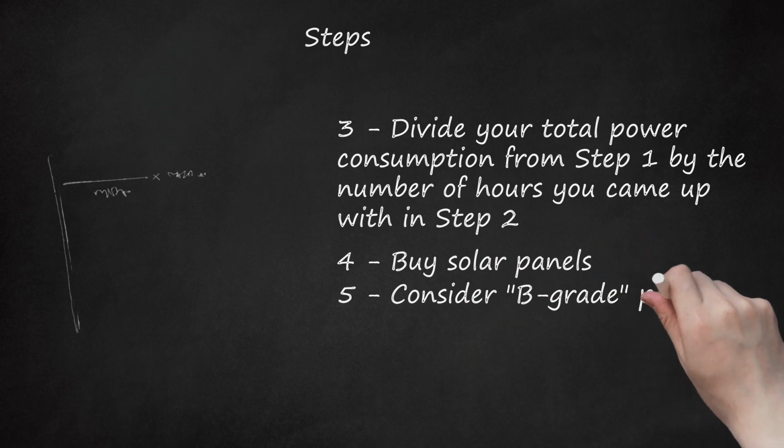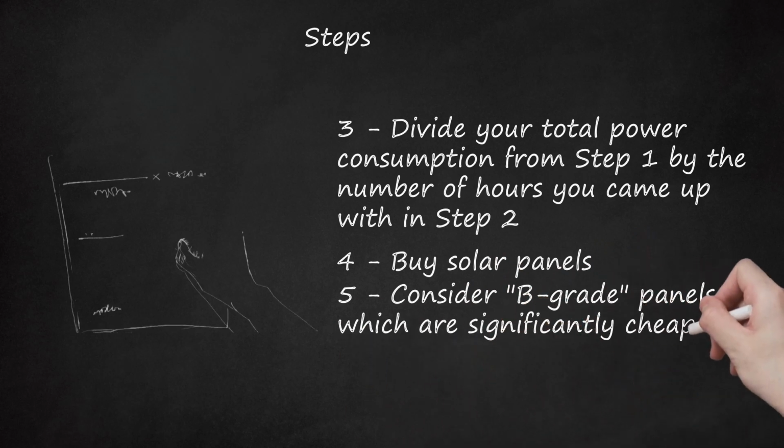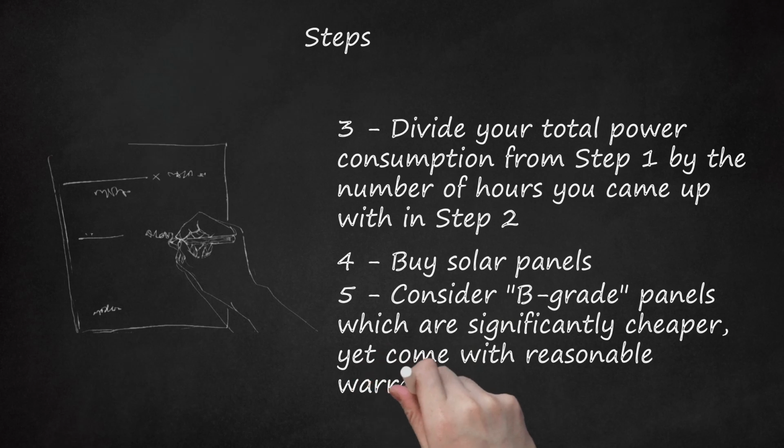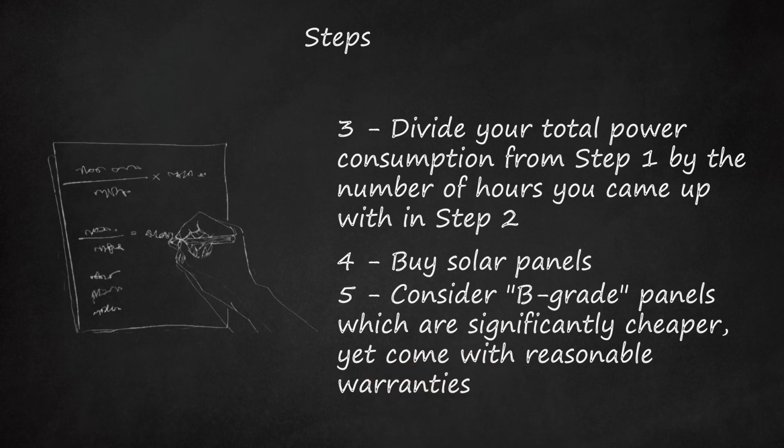5. Consider B-grade panels, which are significantly cheaper, yet come with reasonable warranties. While some people want their panels to last 25 years, the reality is that the cost of PV cells is coming down so rapidly that replacing or augmenting your panels in another 5-10 years may actually be cheaper than paying more now for ones that last longer. If the solar panels are more expensive than your budget allows, consider lowering your power consumption. Turning off or foregoing some devices won't kill you, and if it will, this how-to is not for you.